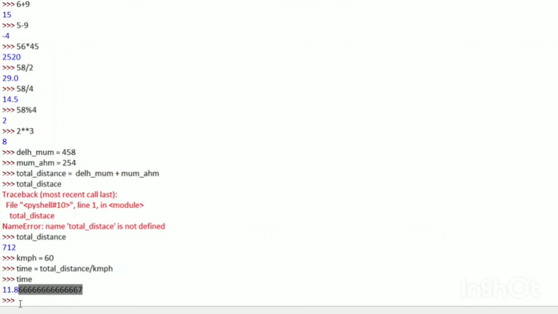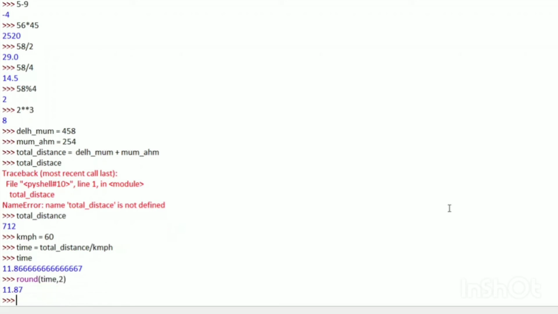So to avoid this mess, if you need only two decimal places, like if you only want 11 point and then two decimal places more, you can use this function called round. So I have to round off the number time, and I need only two decimal places in it, so I will put 2. It is giving me the answer as 11.87.